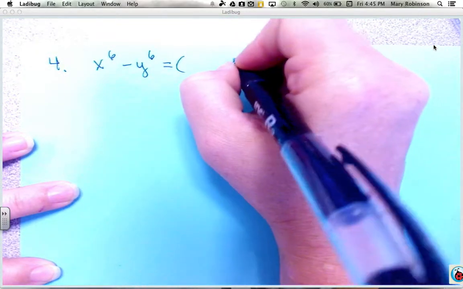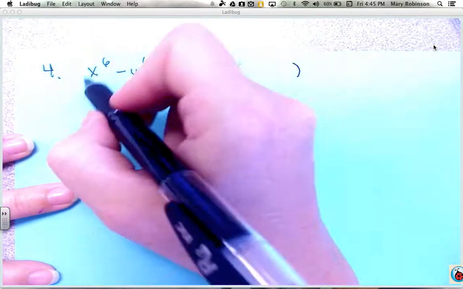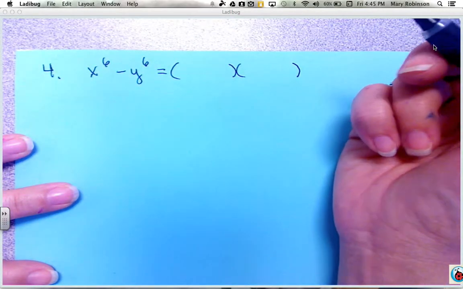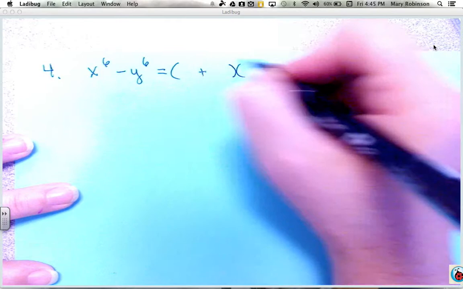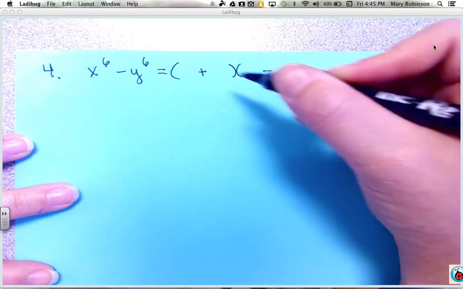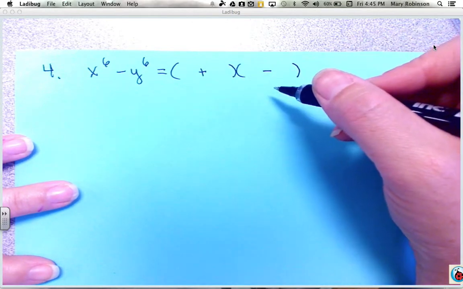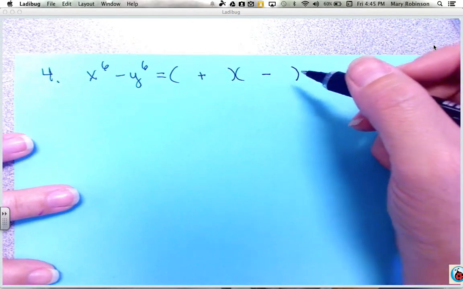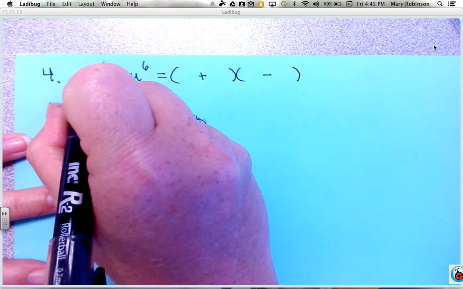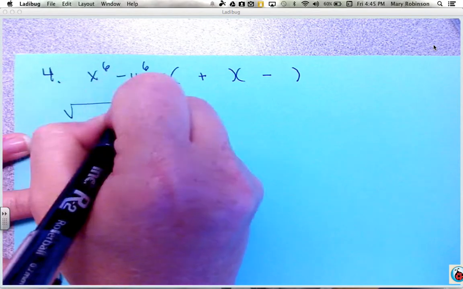Remember, the difference of squares is found by taking the square root of each term, where each binomial factor, one will have a plus and one will have a minus. One's a sum and one's a difference. Remember that if we were to multiply these out, our middle terms would cancel out. So what we want to do is take the square root of x to the 6th. Let's consider what that means.